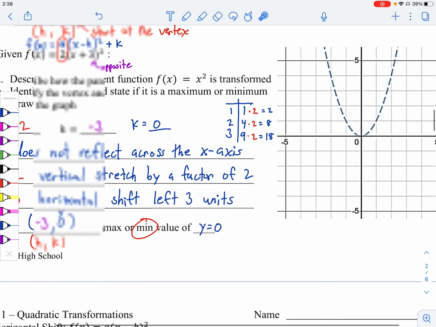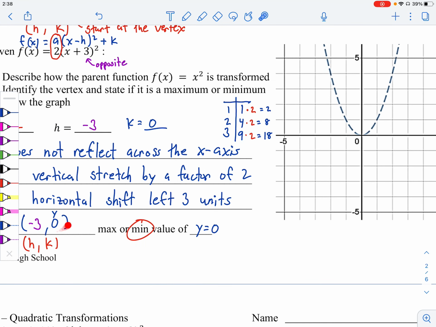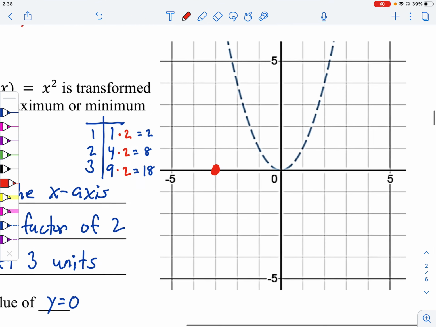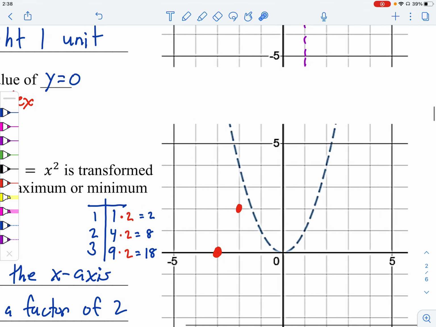So we start at our vertex, -3, 0 this time. So -3, 0 right there. And then we use our I love chocolate, right? Right 1, up 2, make a point. Next one, right 2, up 8. So next line, go up 8, and then we can estimate it, 5, 6, 7, 8, right around there. And then 18 is way too far, so we don't have to do that.